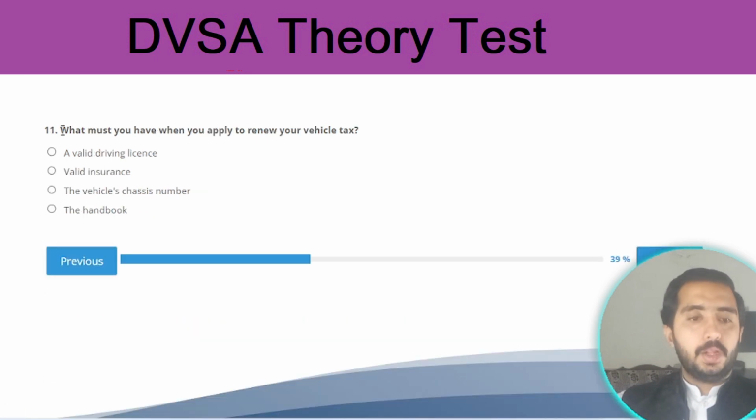Next question, what must you have when you apply to renew your vehicle tax? The correct option is valid insurance. You must have valid insurance when you apply to renew your vehicle tax.